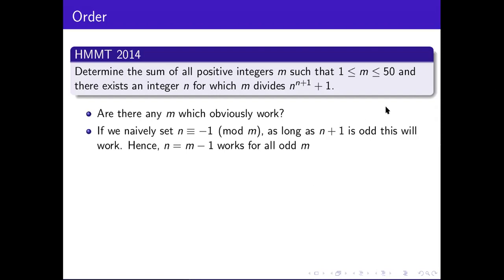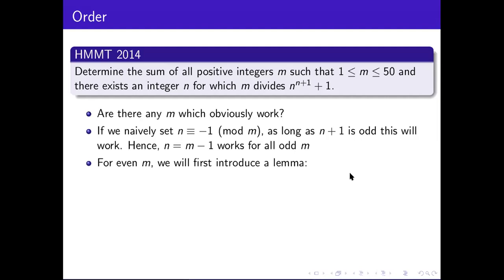So when m is odd, n is equivalent to -1 mod m. So n is going to be even, which means that n plus 1 is odd, and this will work. And this doesn't work when m is even, because in that case, n has to be odd, and n plus 1 has to be even. So the construction n equals m minus 1 works for all odd m. So we actually only need to consider even m.